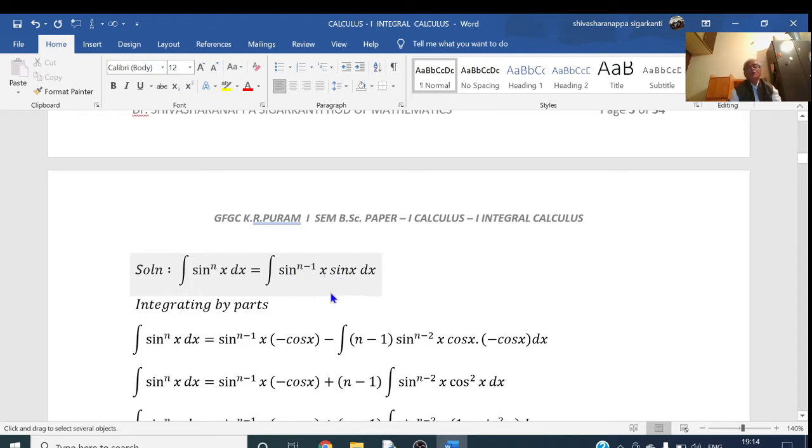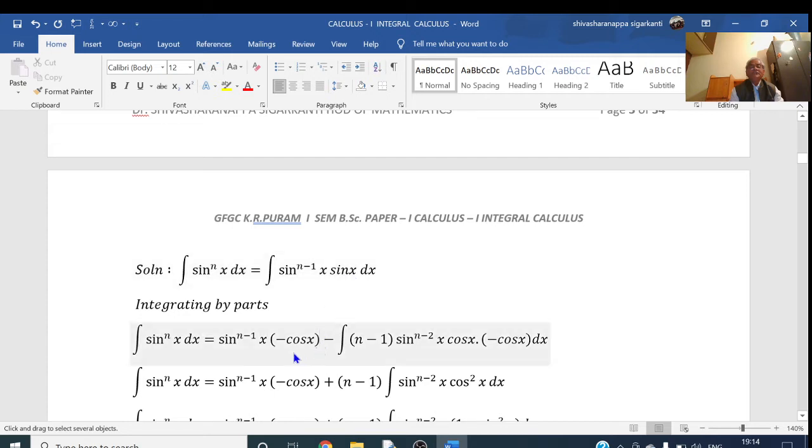Now here we have two functions. Sin x to the power of n minus 1 is one function. Sin x is the second function. Here we can integrate this by using integration by parts, taking sin x to the power of n minus 1 as the first function and sin x as the second function. By integration by parts, we write this is equal to the first function as it is, sin x to the power of n minus 1 into integral of the second.